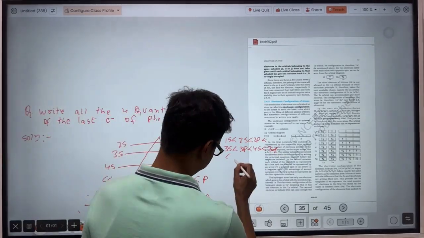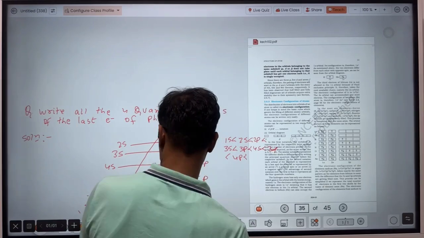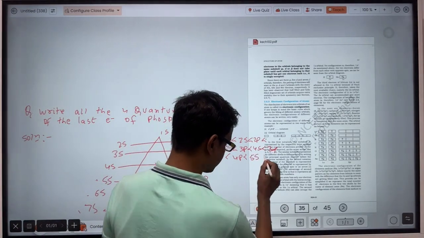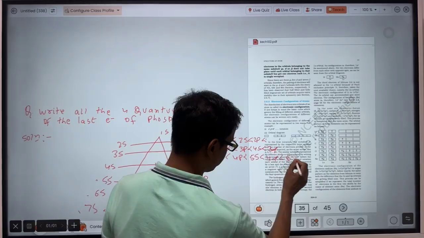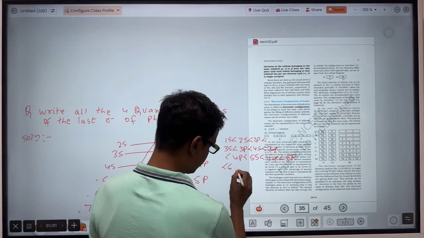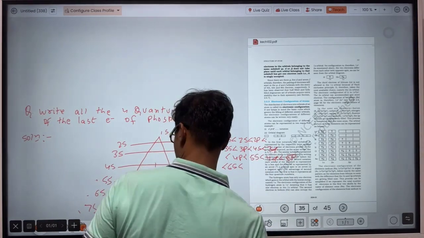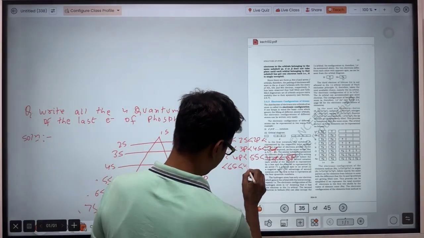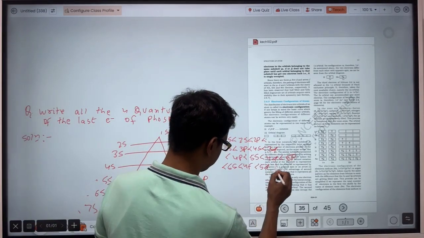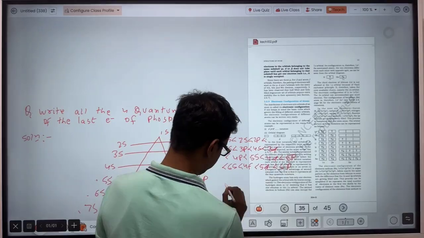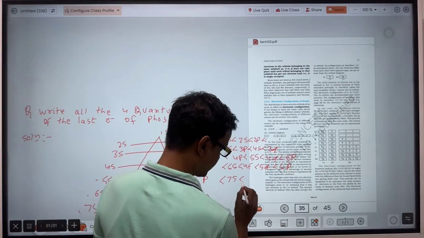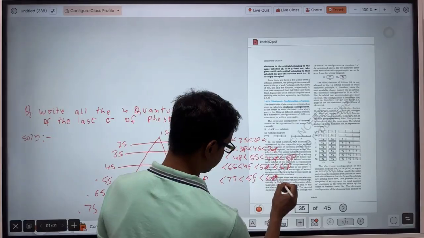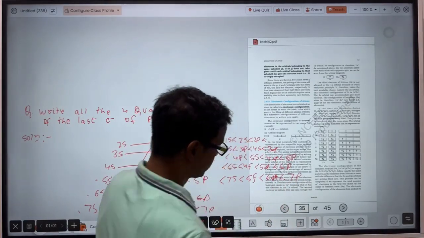4s, then after 3d, then 4p. Then again, from here, 5s, 4d, then 5p. After that again start 6s, then 4f, then 5d. After 5d comes 6p, then 7s, then 5f, then 6d, then after that 7p.